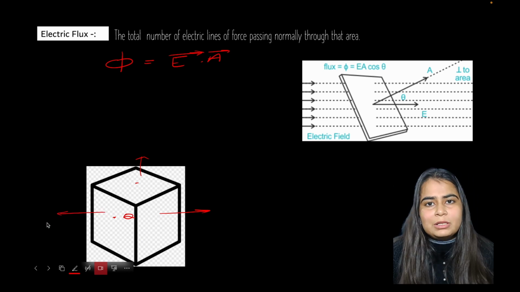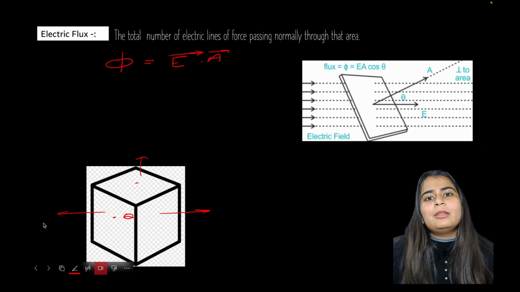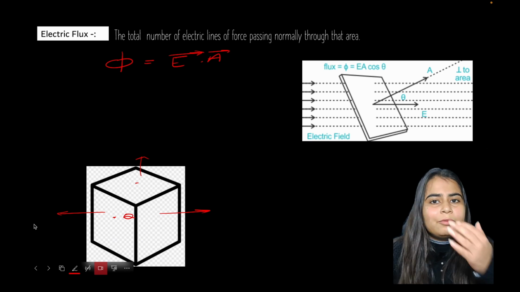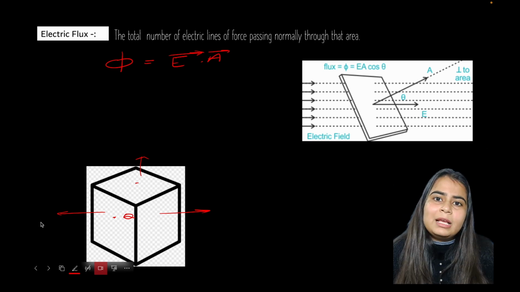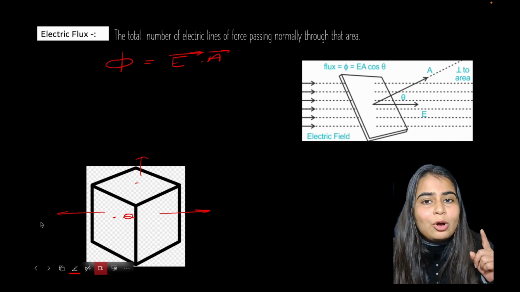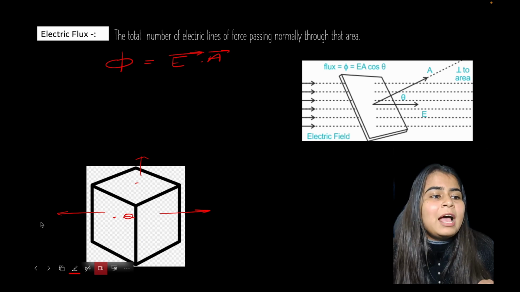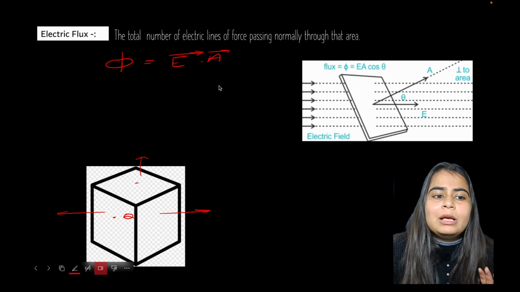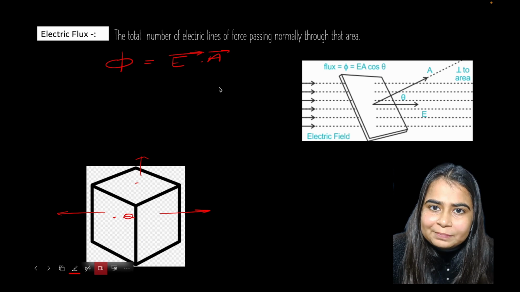Similarly, the area vector associated with the surface lying at the bottom will be downward. The one associated with the surface which lies in the backward direction will be outward, and it will be normal to it. So always keep in mind, whenever I am talking about the area vector, it will always be pointed in the outward direction.